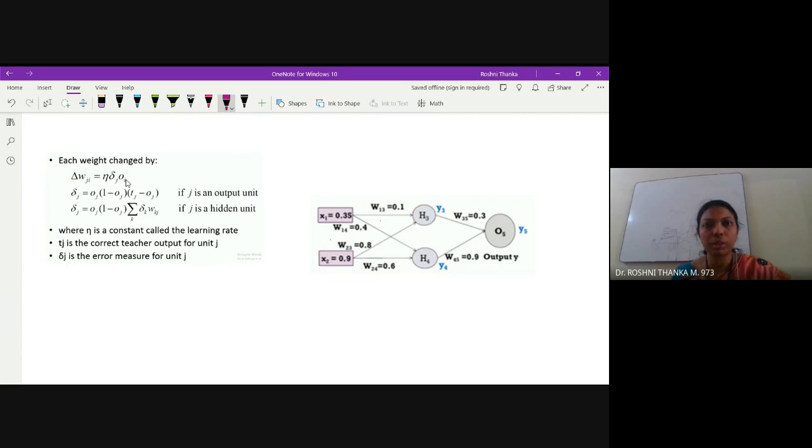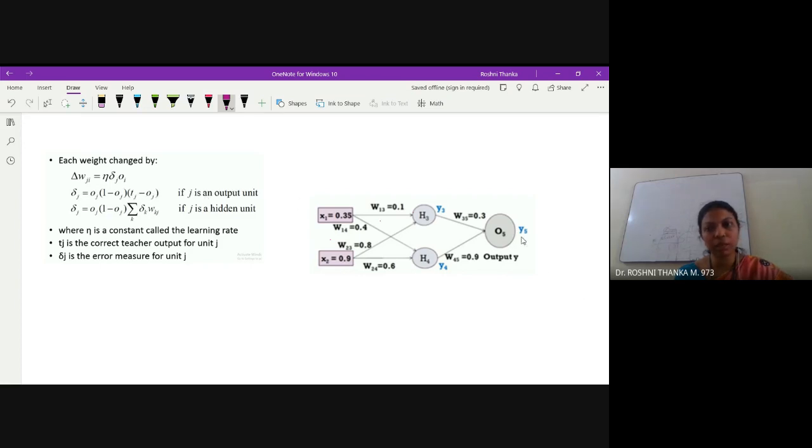And we also know the output, because we have calculated y5, y3 and y4. Then what about the error? We want to calculate the error for O5, H3 and H4. For every computational unit, we want to find the error of that particular perceptron, and based on that only we can update this weight. If it is an output node, the formula to find the error is: output into 1 minus output, into the target value minus the output value.